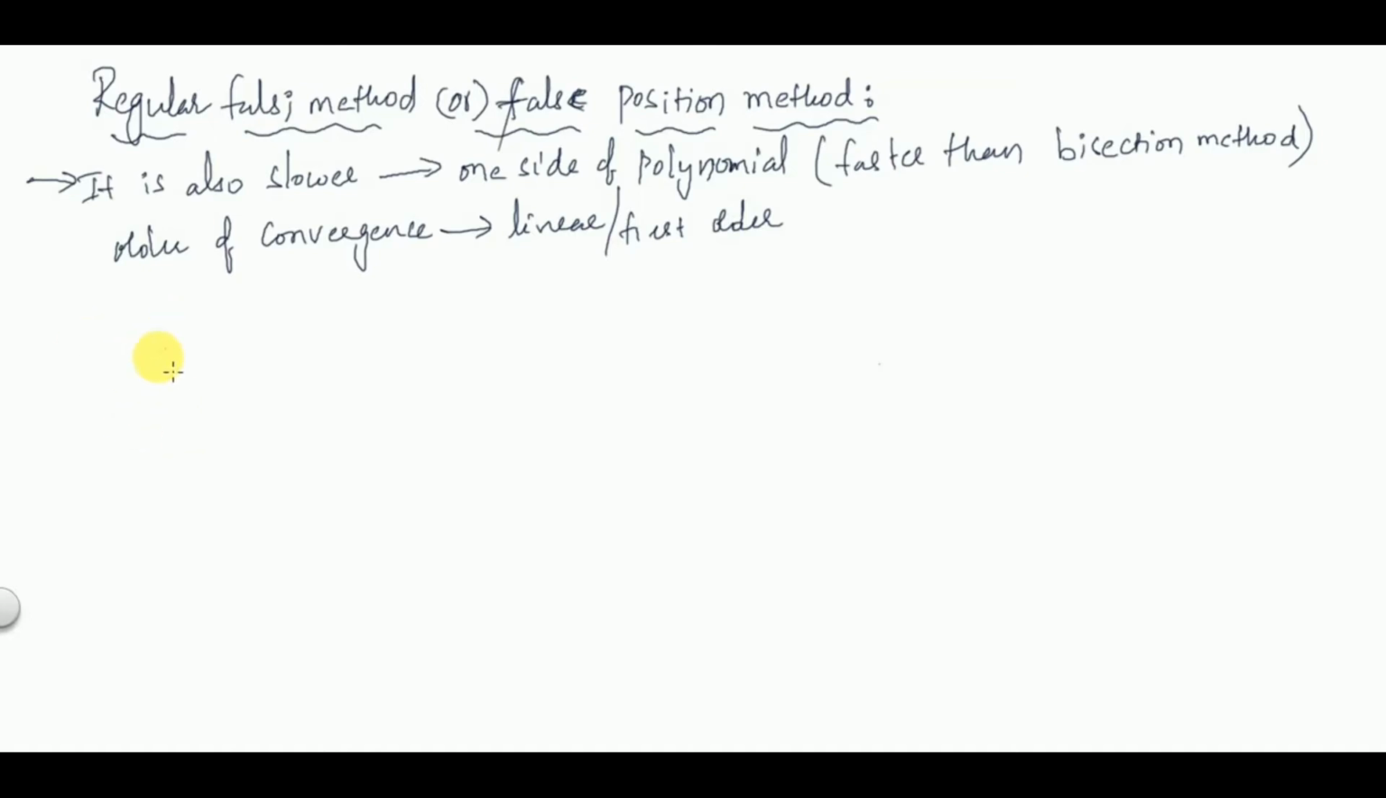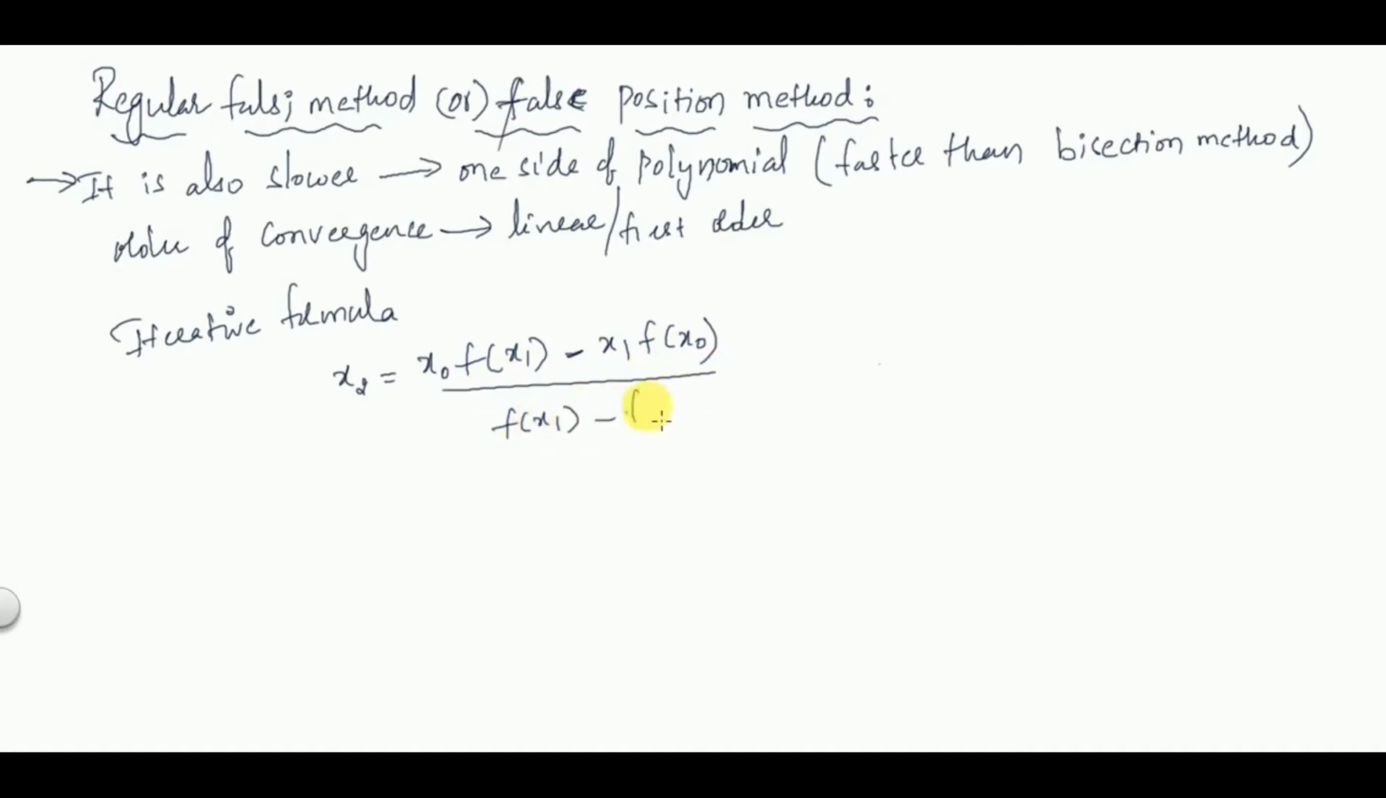and the iterative formula in the case of regula falsi method is given by x2 is equal to x0 into f of x1 minus x1 into f of x0, divided by f of x1 minus f of x0. Okay, so here also it is an example of an interpolation method.